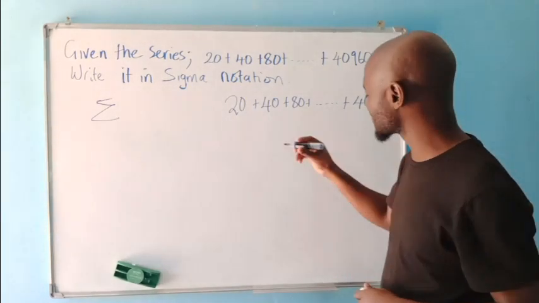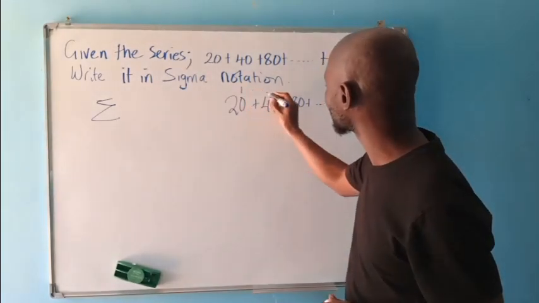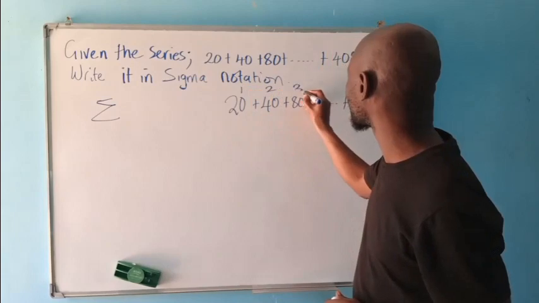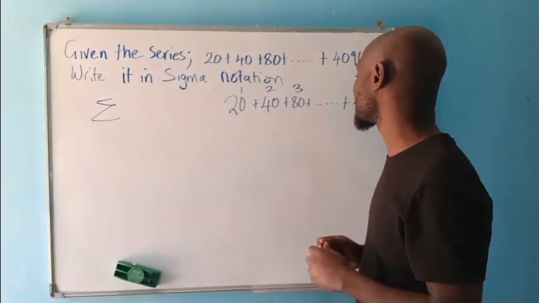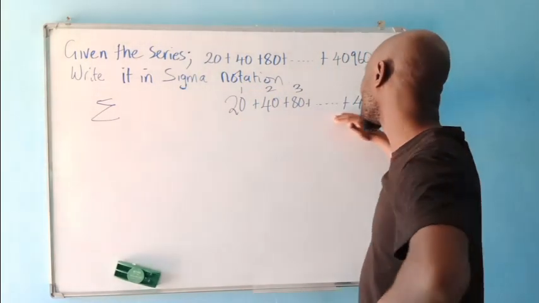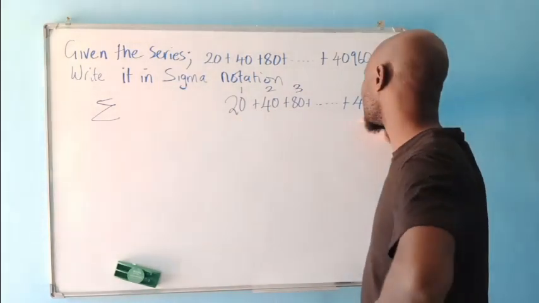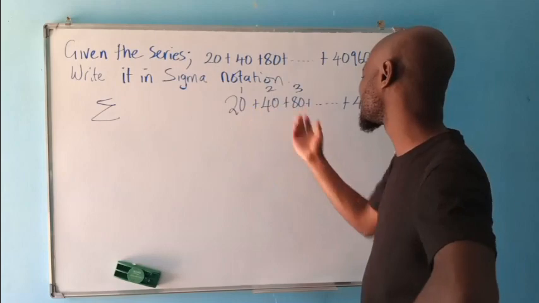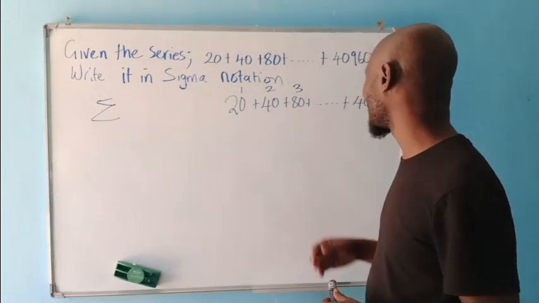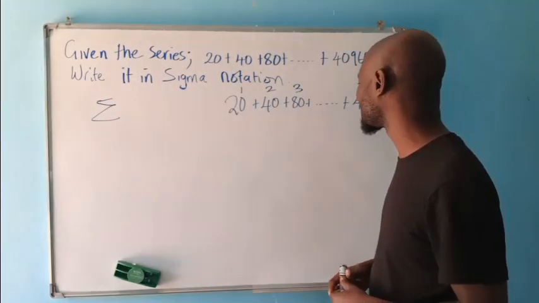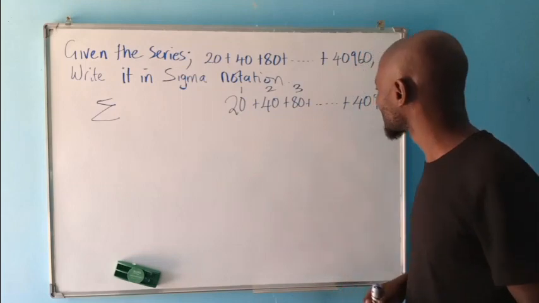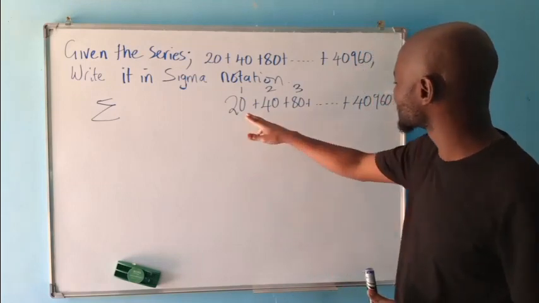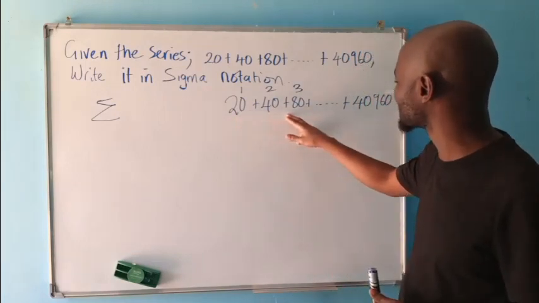So if you look at this, this is term number 1, term number 2, term number 3. You have to test if this series is an AP or if it's a GP. Now, when you try those two, you see that it's not an AP, it's also not a GP. So what are you supposed to do next? You're supposed to inspect and observe what is happening.